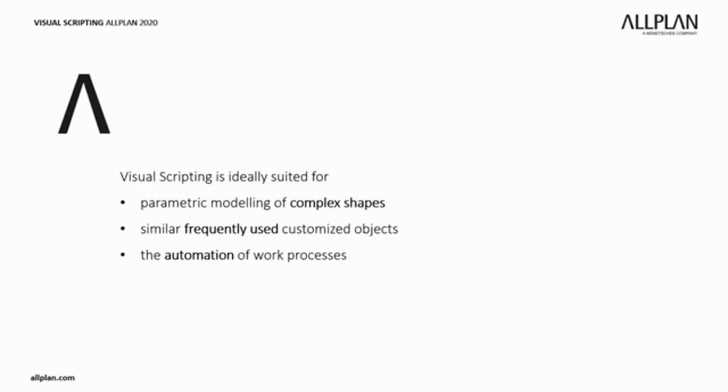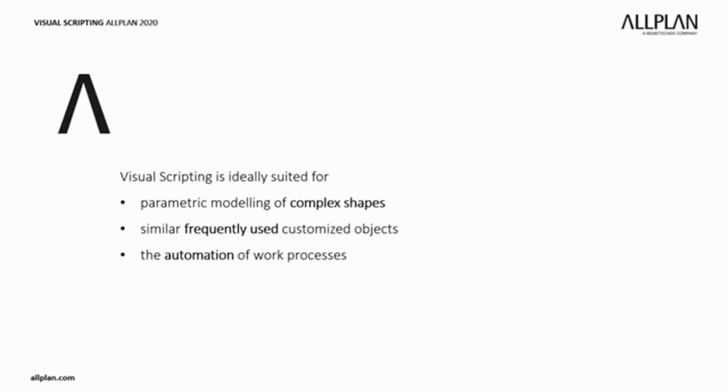For which areas can visual scripting be used? It's ideally suited for parametric modeling of complex shapes. With the 3D modeling tools in ALLPLAN, you can create almost anything. But on the other hand, the modification is not so easy. And therefore, visual scripting is a very big help for you.